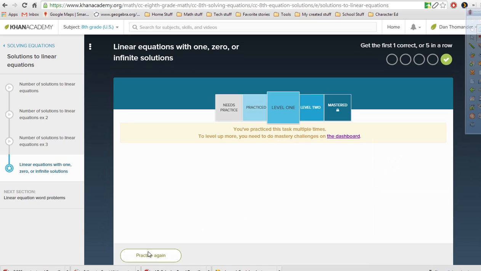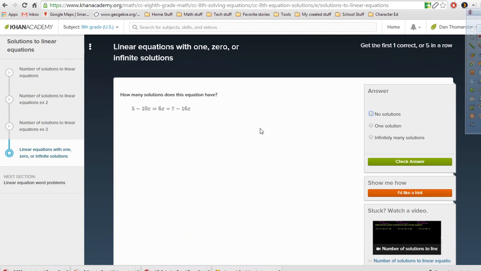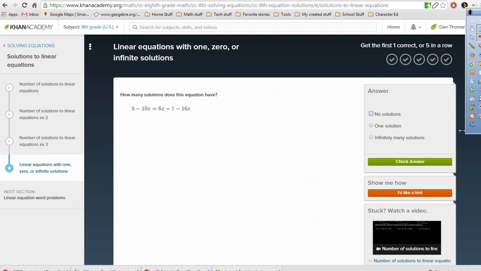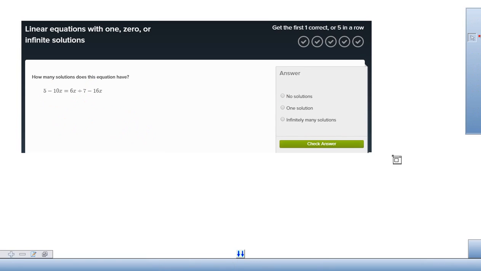And let's see if we can get one more. We'll do one more and just see if we get one. Maybe we'll be lucky and get one that allows us to see no solutions. That was the last one; we saw infinitely many solutions. One solution, you should know that already pretty much.